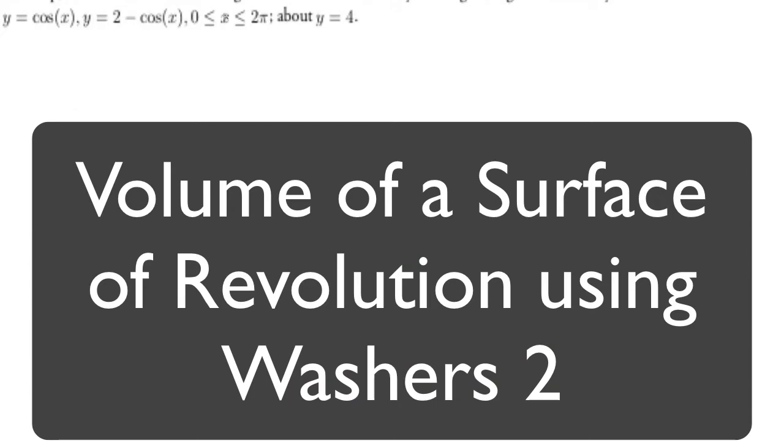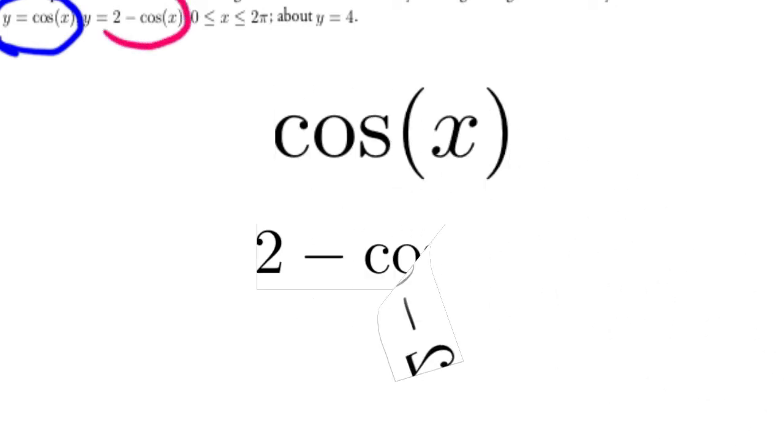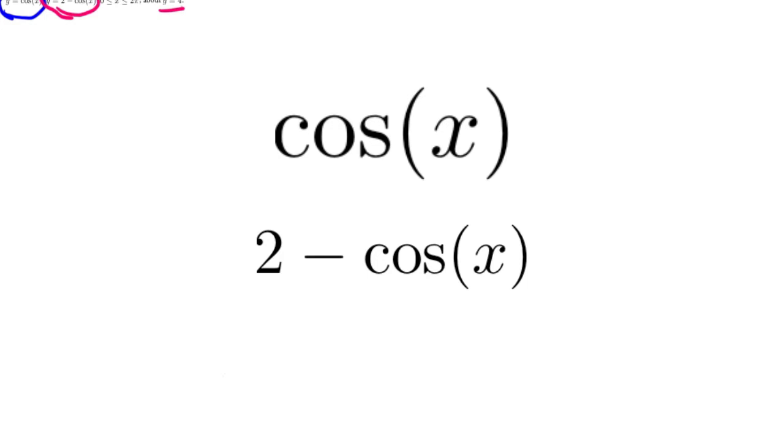Okay, so we want to set up but not evaluate the following integral for the solid obtained by rotating the region bounded by y equals cosine x and y equals 2 minus cosine x about y equals 4. So let's start by drawing an axis. I'm going to draw it down here, so I'm going to need the room.